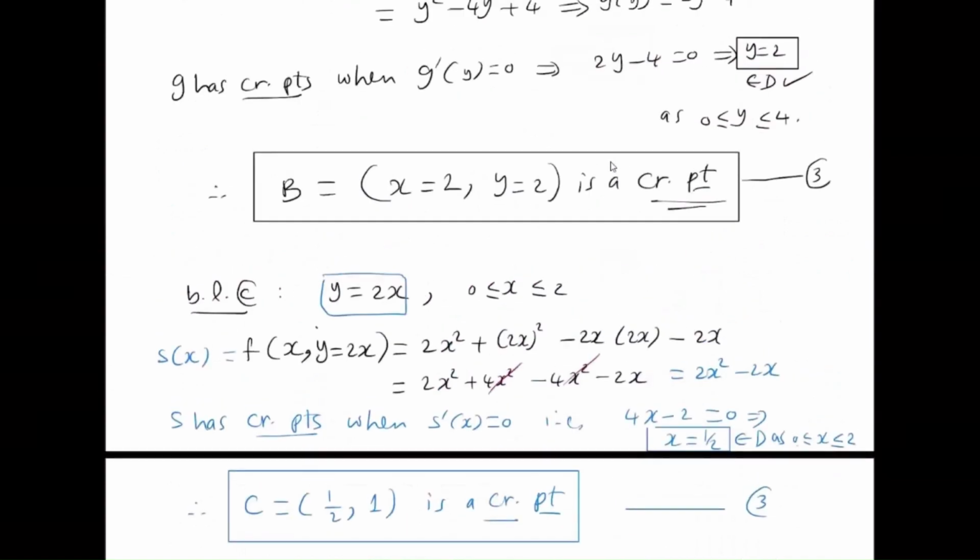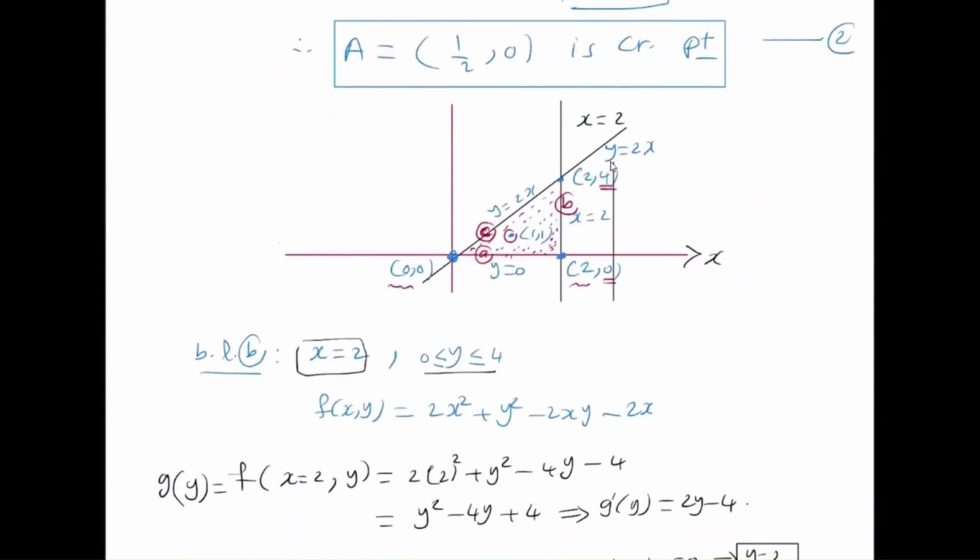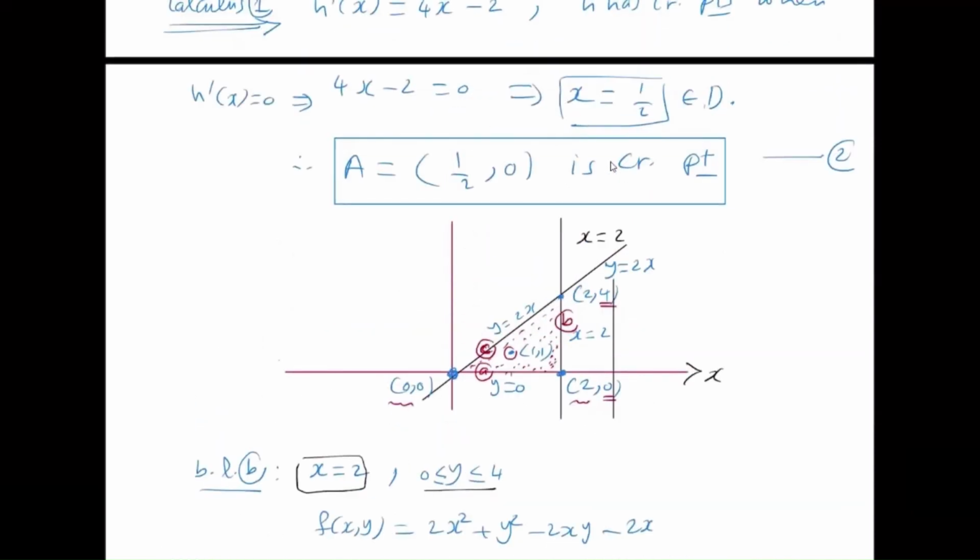So we get three critical points. What we have done here: on boundary line A, we get a critical point. On boundary line B, we get another critical point. On boundary line C, we get a third critical point. We add all of these new critical points on the boundary to the critical point inside the interior region.